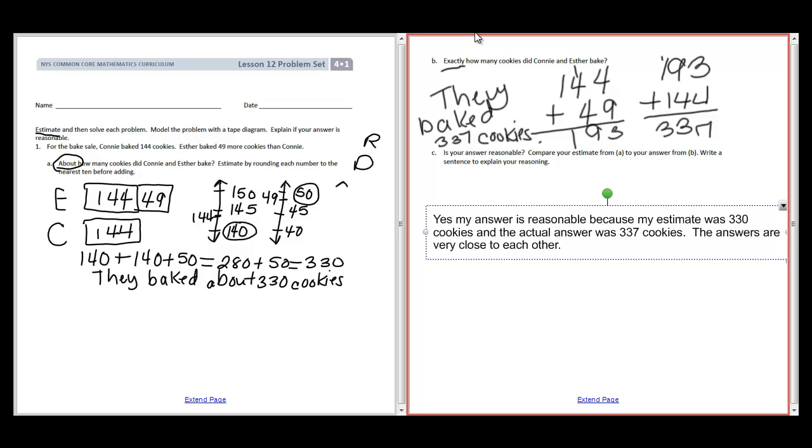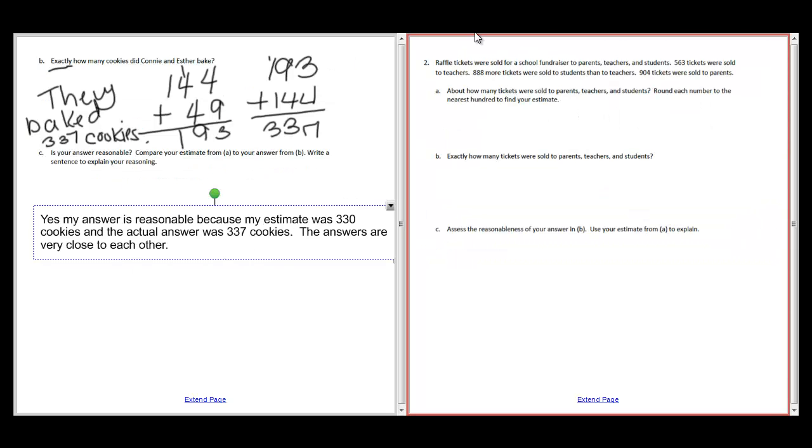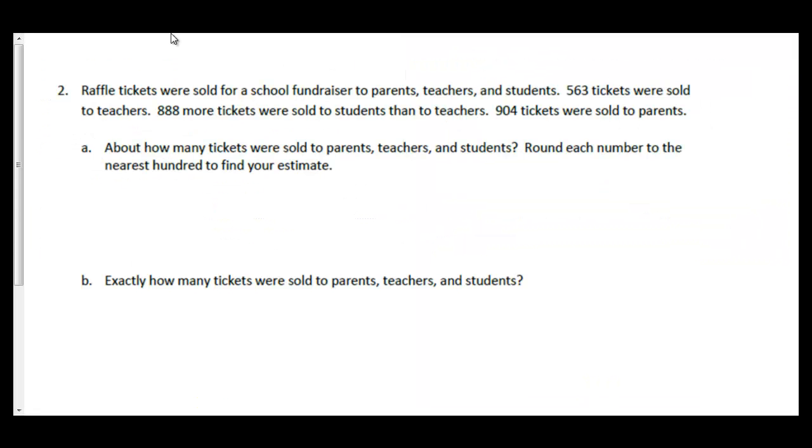Okay, so this is all of the front side of your page, and you can see kind of how we work through this problem. Now, if you'll take a look at the next page, flip your paper over in the back, we're going to do the exact same strategy. If you feel like you can do this on your own, please pause the video and try it on your own.